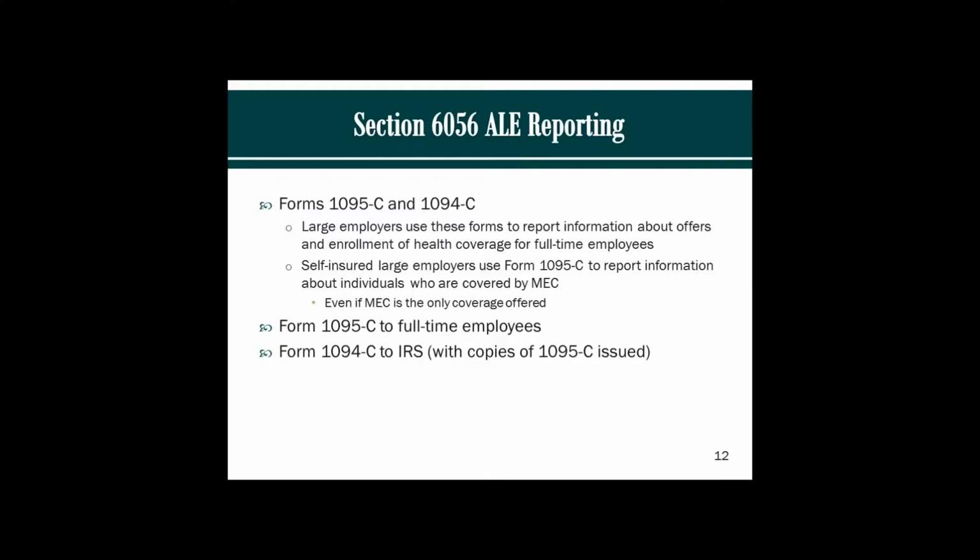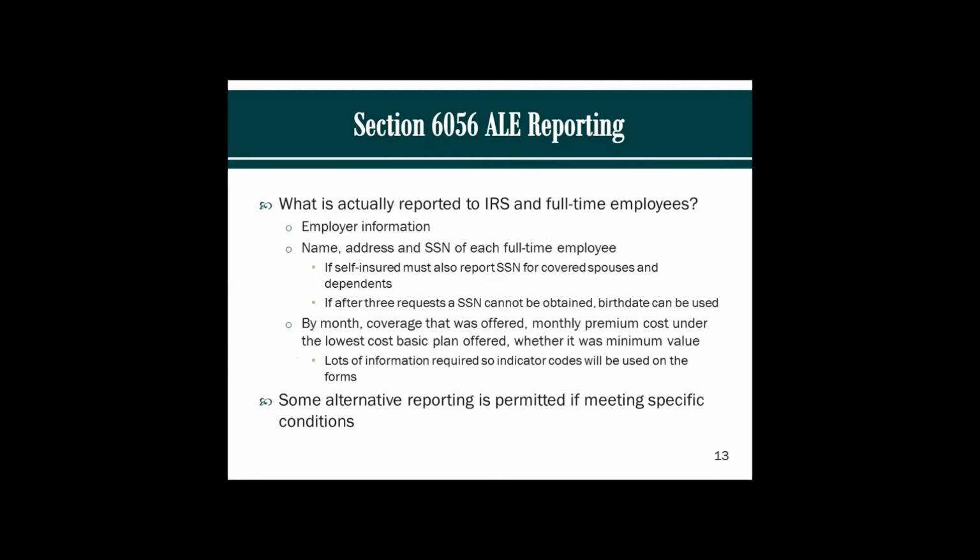So if someone only worked for the month of February, even though it's only 1 month, you would still have to go ahead and give that form. Now, if you're a large employer, over 50 full-time employees, and you're self-insured, this Form 1095-C has a dual purpose. It's going to serve for the purpose of reporting that MEC coverage and reporting the offer of coverage that you had to make. And again, 1094-C is the form that goes to the IRS.